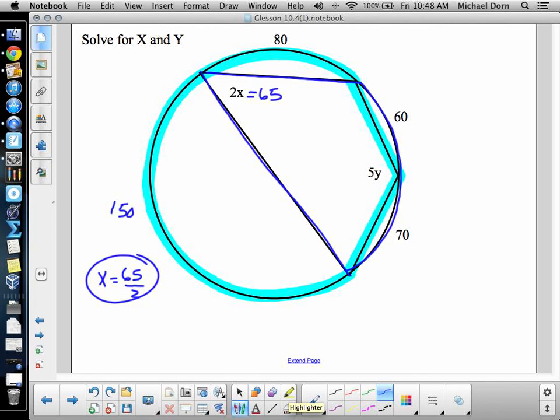So this angle would have to be half of 230, which is 115. So y equals 23, because 115 divided by 5 is 23.